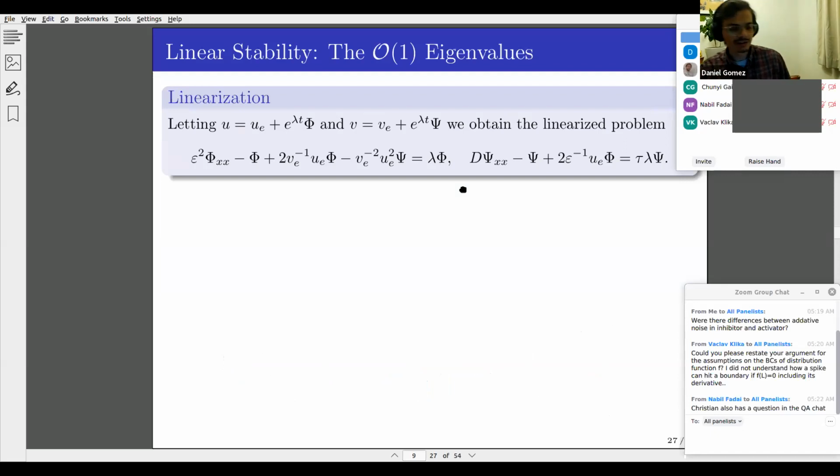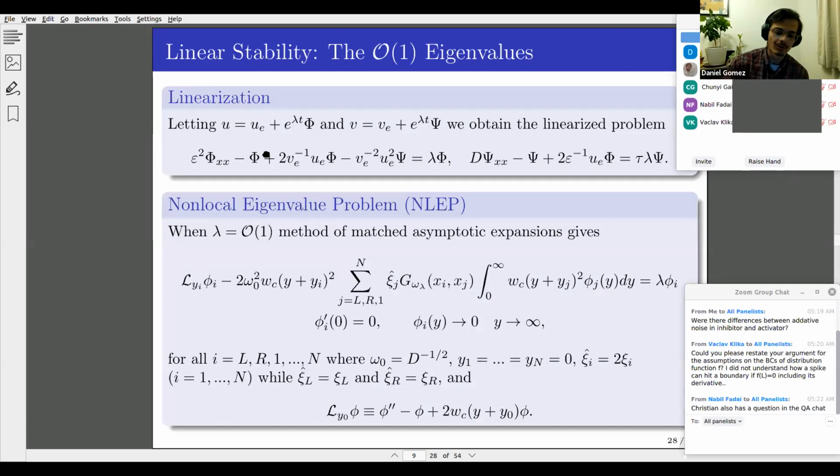Okay, so once we've constructed an equilibrium, we're then interested in what is its stability. And this is done by doing a linear stability analysis and linearizing your equations about that multi-spike solution. And I'm going to completely gloss over all the details, but using the method of matched asymptotic expansions, you can derive what's known as a non-local eigenvalue problem.